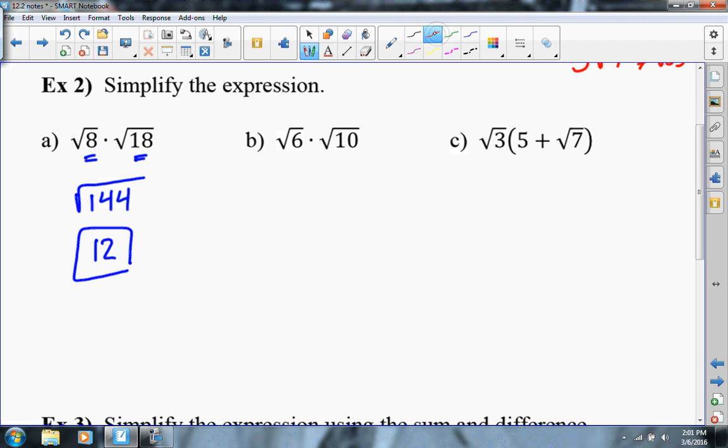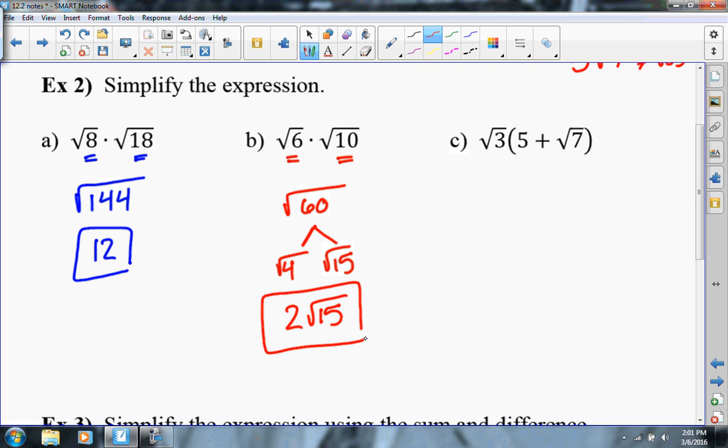So here in this next example, I have the square root of 6 and the square root of 10. Again, they're both radicals, so I can multiply the 6 by the 10 and get 60. So now I have the square root of 60. That's not a perfect square, but I can break it down. 4 is the biggest perfect square that goes into it. And the square root of 4 is 2. So I can simplify it back down into 2 square root 15.